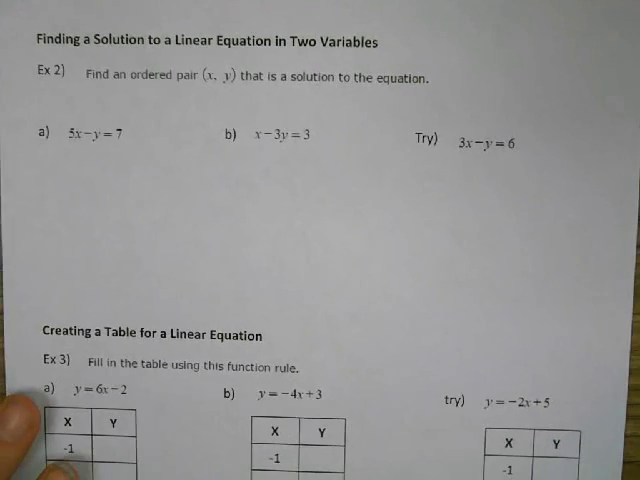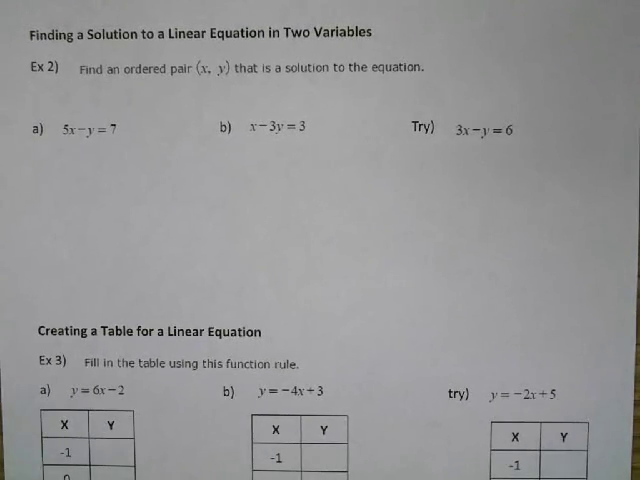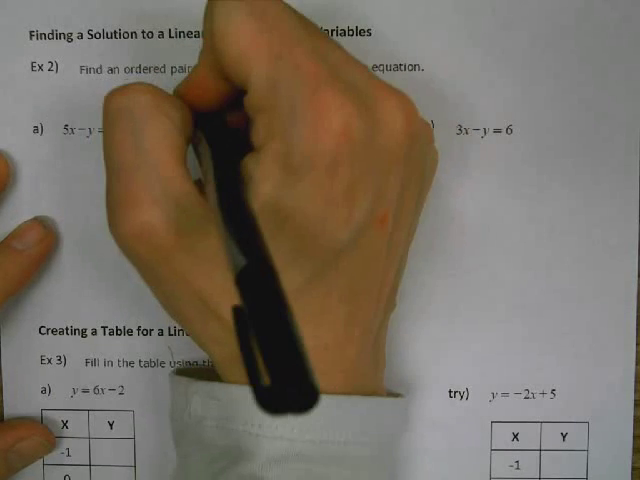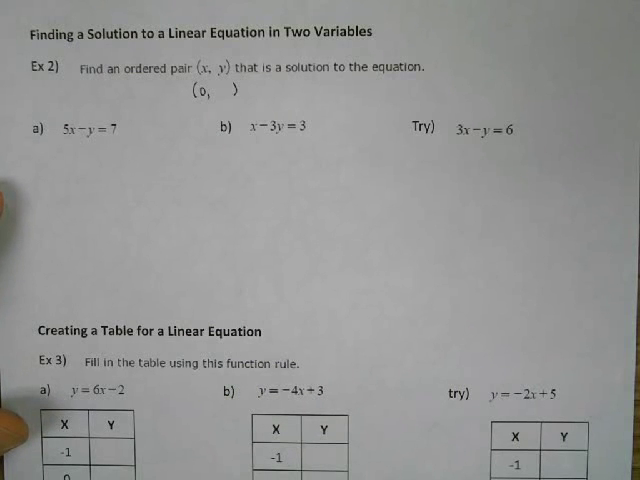So on the next page, now things are kind of turned around a little bit. Instead of giving us an ordered pair and asking if it's a solution, now we need to find our own ordered pair that's a solution of the equation. Our directions say to find an ordered pair x, y that is a solution to the equation. When I'm asked a question like this, I like to make my x value 0. So I want to find an ordered pair 0, right? And we're going to find the y value that's going to be a solution to each equation, because 0 makes things a lot easier to work with.